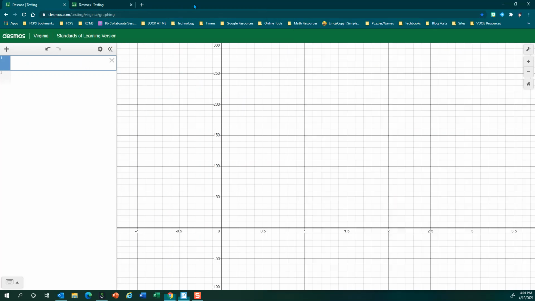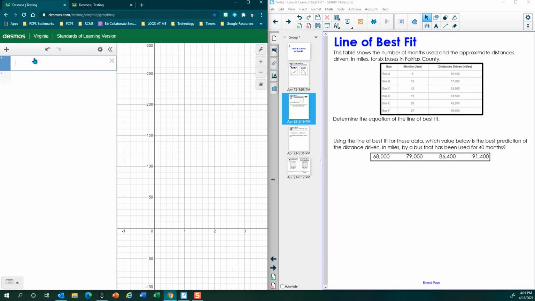And in Desmos, once we get in here, I'll have to split that over. There we go. I'm going to start by creating a table to enter my data. So I have two options to do that. I can either click the plus sign and click table, or if I type the word table, one will appear.